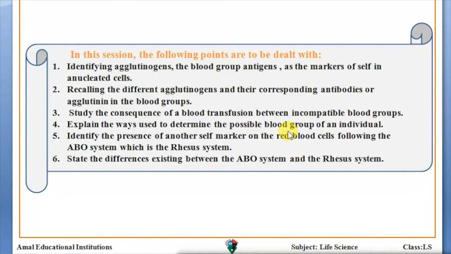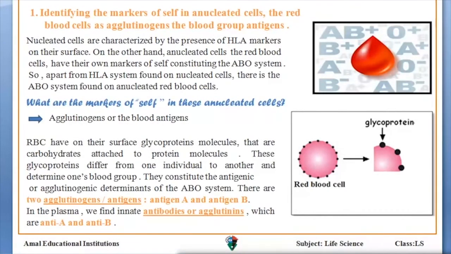Finally, we're going to identify the presence of another self marker on the red blood cell apart from the ABO system, which is the rhesus system, that is, the rhesus factor constituting the rhesus system. The differences between the ABO system and the rhesus system are also going to be clarified. Let us proceed with our first point concerning the blood group agglutinogens and the blood group antibodies, or agglutinin.